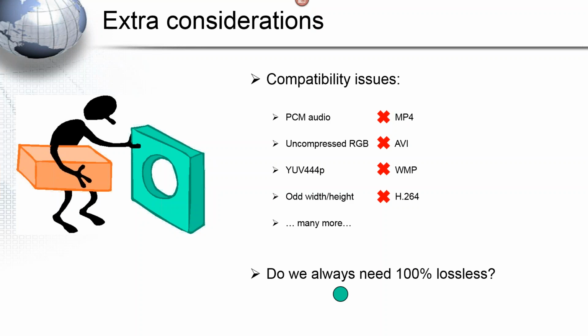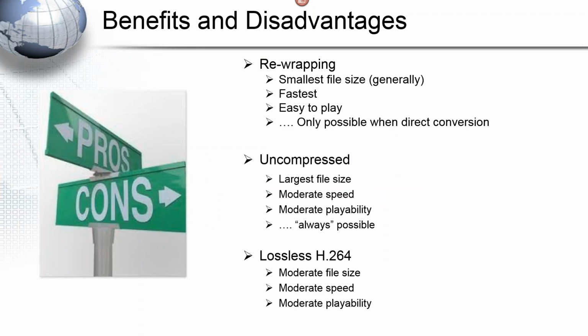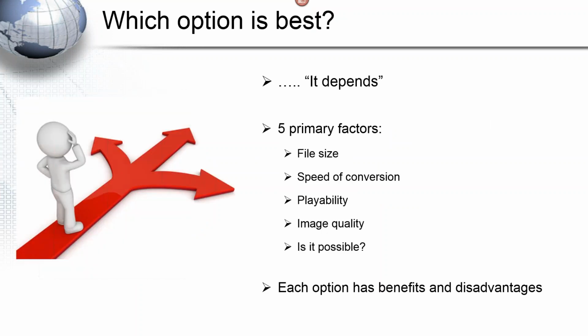So one last consideration that I'd like to talk about here is the concept of, do we always need to be 100% lossless? And that's really coming back to the slide over here where we're talking about the various options or various factors, where we're looking at the primary factors of file size and speed of conversion and image quality. Let's take a look at that image quality option now.